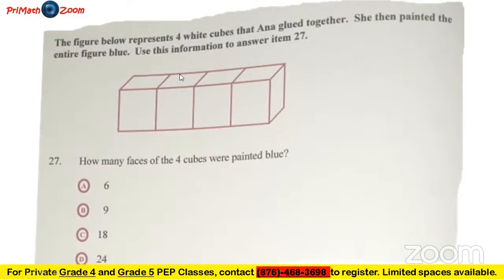All right, so we have 1, 2, 3, 4 at the top, 4 at the bottom, which is 8, 4 at this side, 12, 4 at the other side, 16. Then we have 17, 1 here, and 1 here, 18. So the correct answer is 18. 18 faces of the figure were painted blue.